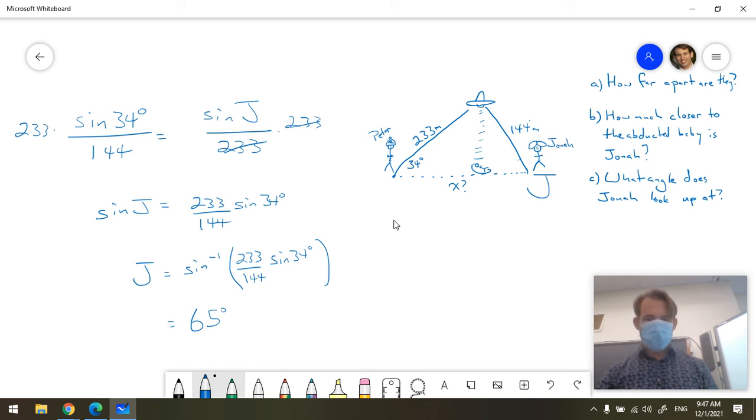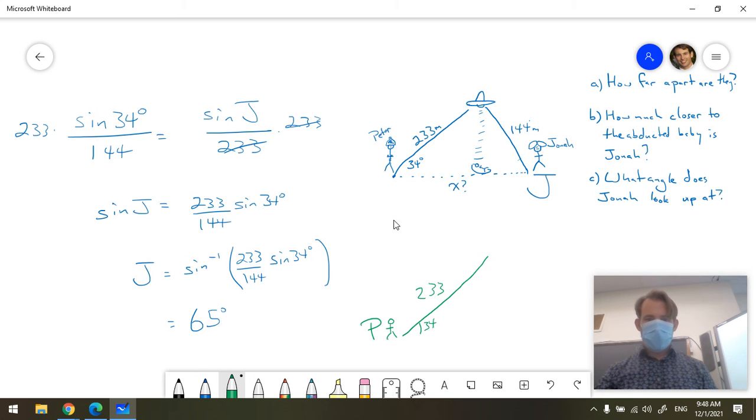So let's draw the other diagram in green so that we can do the math for it separately and then see how the maths are related. So this is still 233. This is still 34 degrees. And this is still Peter here. We simplify Peter to a very simple stick figure. That's Peter, P.